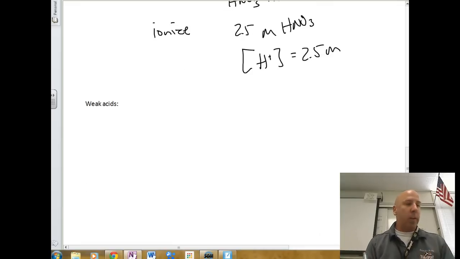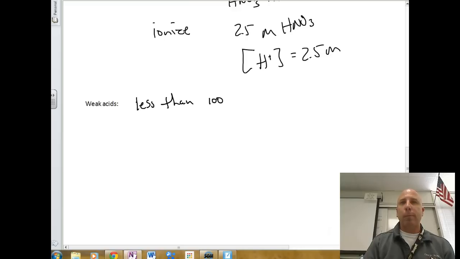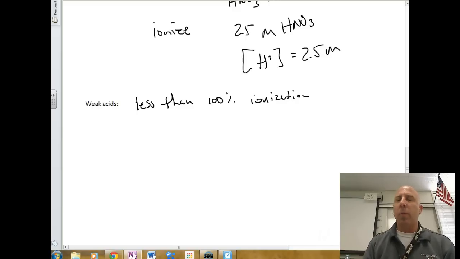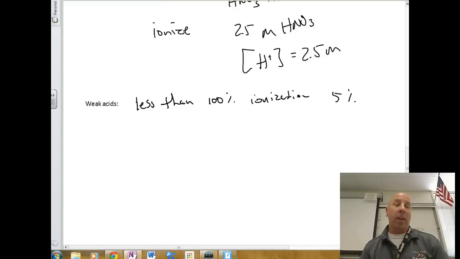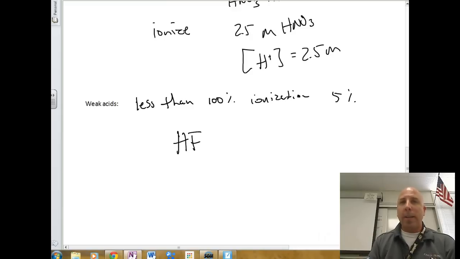And so a weak acid is going to be less than 100% ionization, and often it's pretty low, anywhere from 5%, maybe a little bit more than 5%, and a lot less than 5% on the weak side. So an example of this would be an acid that is especially nasty, which is hydrofluoric acid, although there is a small amount of ionization occurring. So hydrogen ions plus fluoride ions.